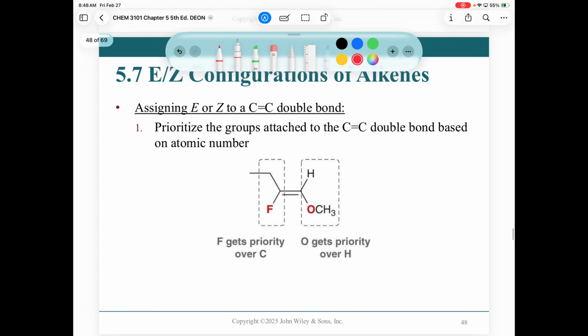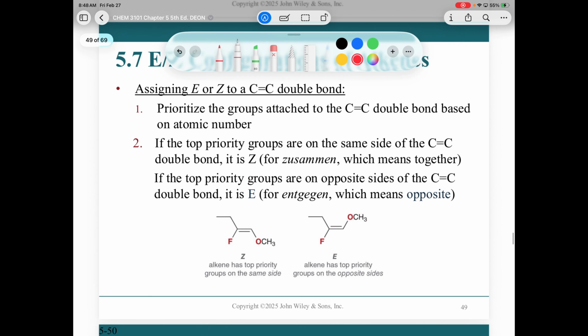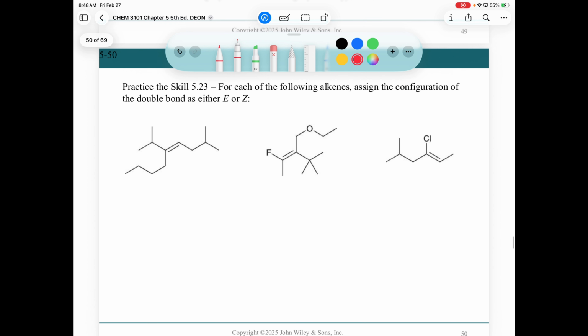So, I've gone over the rules with you. If they're on the same side, we use Z. If they're on opposite sides, we use E. So, E and Z. All right, so we've gone over that. Let's see if we can assign some beautiful double bonds as being entgegen or zusammen.